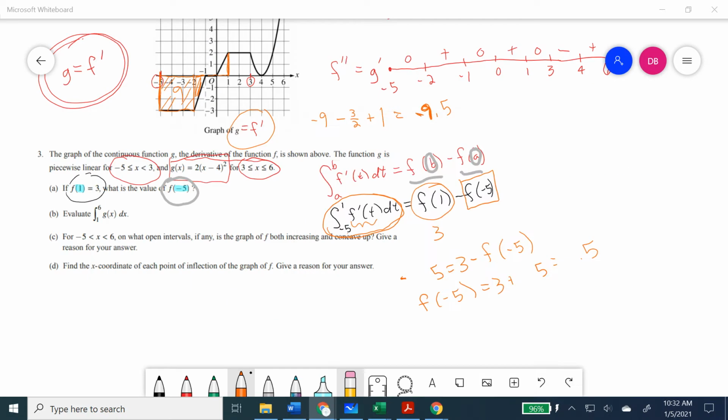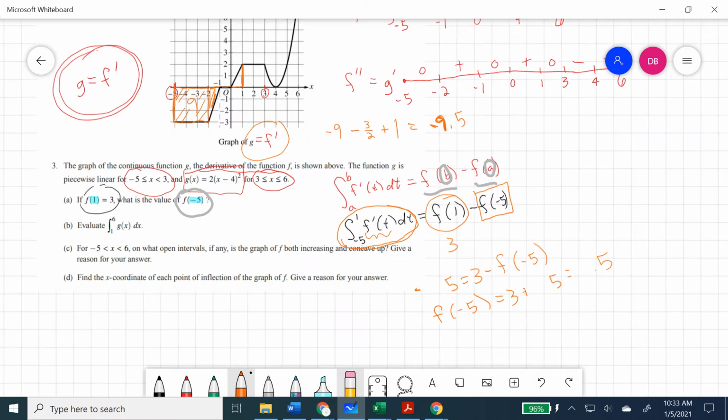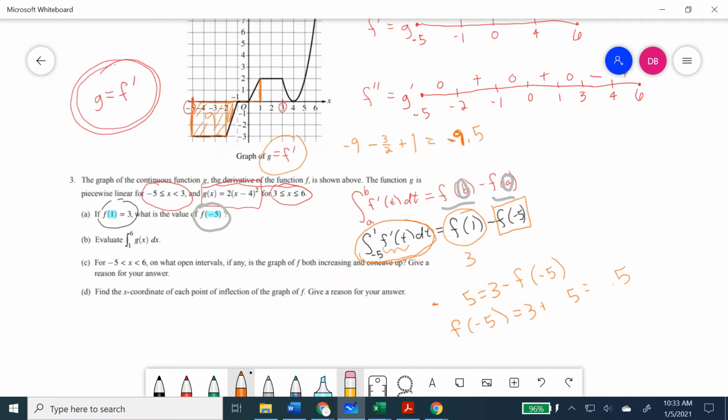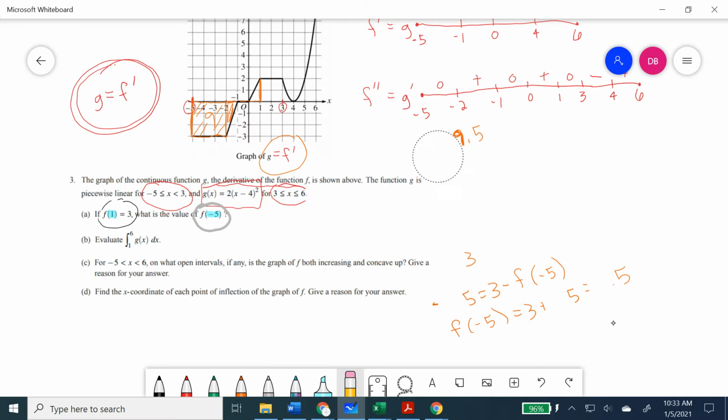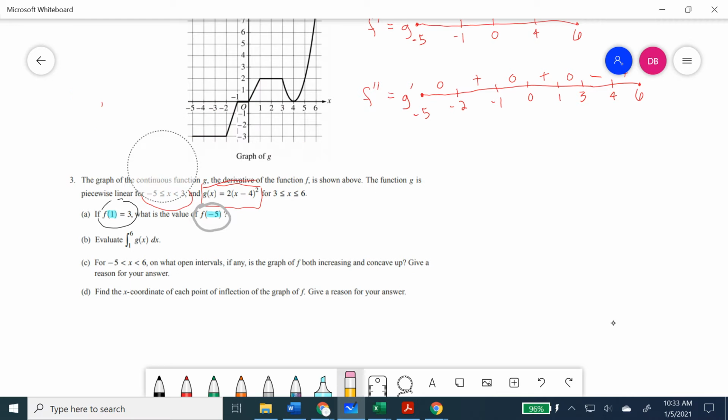Okay, moving on to part B. If you need me to wait, say something out loud. I'm going to erase some of this work to get it out of the way. I'm going to rewrite, though, the relationship that f prime is equal to g. Make sure to clarify that for myself.